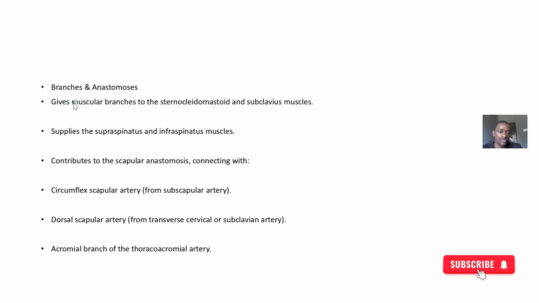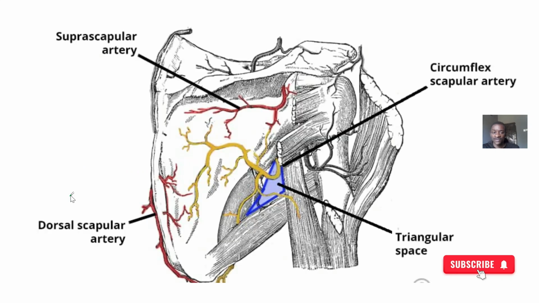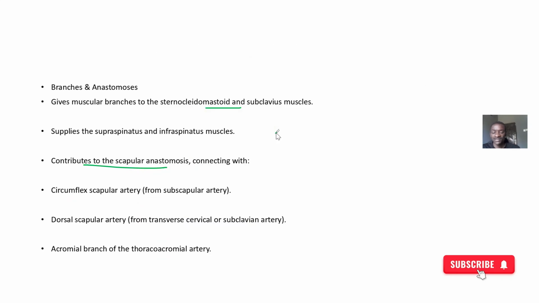As for its branches, it gives muscular branches to the sternocleidomastoid and the subclavius muscles, supplies the supraspinatus and infraspinatus muscles, and contributes to the overall blood network that is around the scapula. It will connect to the circumflex scapular artery, the dorsal scapular artery, and then the acromial branch of the thoracoacromial artery.